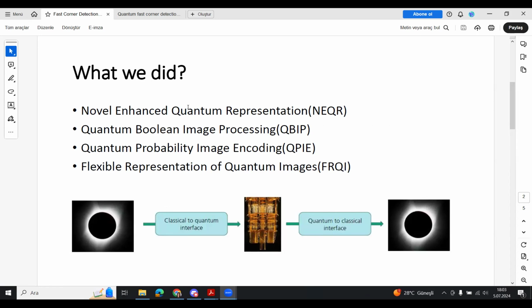First, novel enhanced quantum representation. Second, quantum Boolean image processing. Third, quantum probability image encoding. And fourth, flexible representation of quantum images.